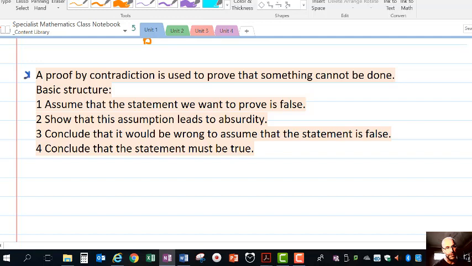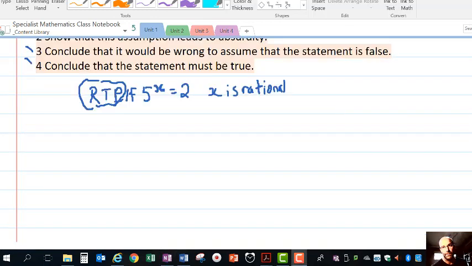Formalizing this, a proof by contradiction can be used to prove that something cannot be done. And that's what we did just then. Assume that the statement we want is false. Show that this assumption leads to some sort of absurdity or dysfunctionality, nonsense if you like. Conclude that it would be wrong to assume that statement is false, okay? And then conclude that what we're trying to prove is true.